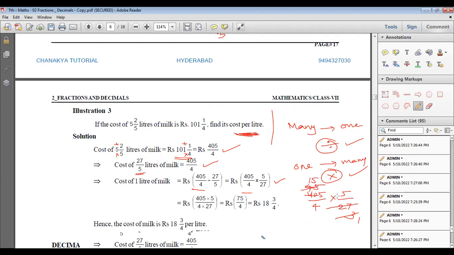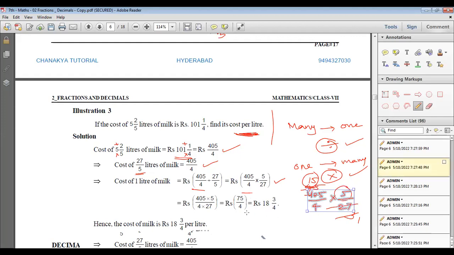Now what is the leftover part on the numerator, children? 15 and 5. 15 5s are 75. Denominator only 4 is left. Yes, 75/4.